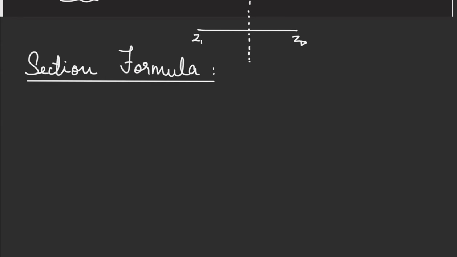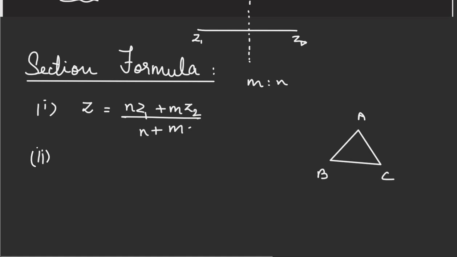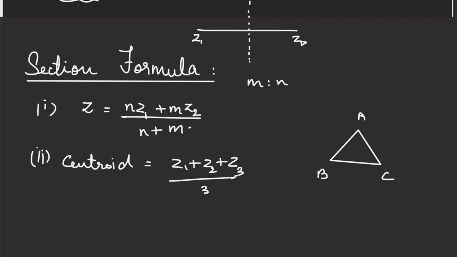If z1 and z2 are any two complex numbers, then z is equal to (m z2 plus n z1) divided by (m plus n). The next one: if A, B, C represent the vertices of a triangle, then the centroid of the triangle is given by z1 plus z2 plus z3 divided by 3. The orthocenter of a triangle is given by a sec A z1 plus b sec B z2 plus c sec C z3, where small a represents the side and capital A represents the angle.